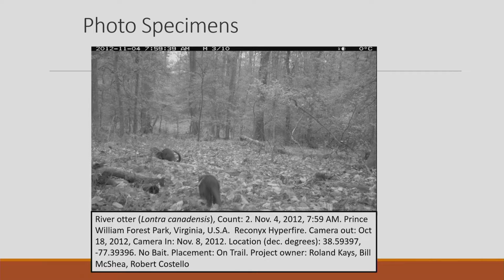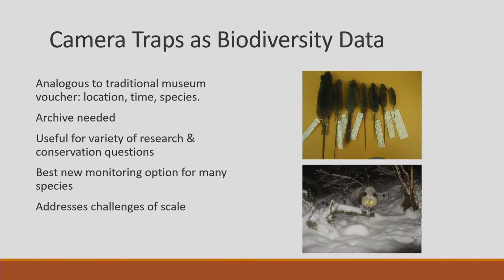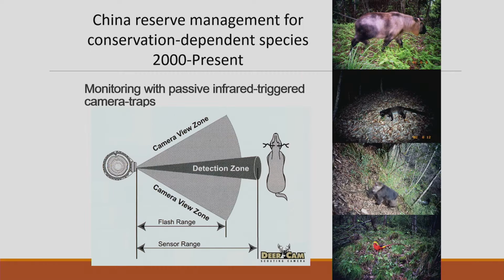You can do a lot of science with this that you used to do with these museum specimens that you can't collect anymore. And you can do it over a much larger scale usually. So these camera traps are the biodiversity data of the future for a certain suite of mammals. It doesn't work for all mammals. It doesn't work in all circumstances, but it has a much broader range of utility than a lot of the specimen collecting that we used to do.